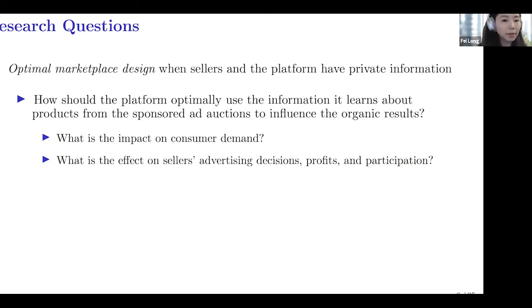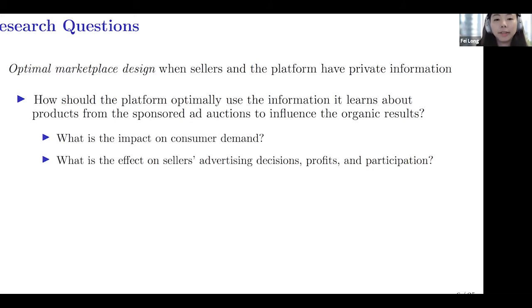And to study whether the platform can benefit from this, we need to think about the impact on consumer demand and sellers' bidding. Another important decision is, sellers don't have to come to Amazon to sell. They have some alternatives or opportunity cost. So if I don't come to Amazon, where can I sell? Maybe I can sell offline, maybe I can go to Walmart. So they have an outside option. So we need to consider, if Amazon starts to use this information from ad to refine organic ranking, what is the effect on sellers' profits? And how is that going to change how you can attract sellers to participate in selling on the platform?